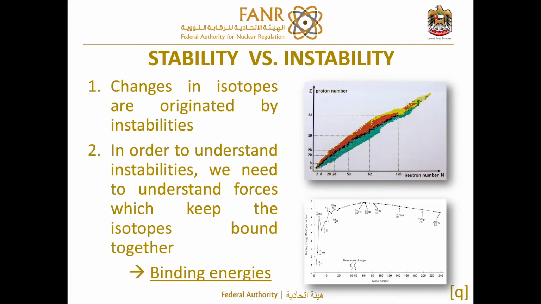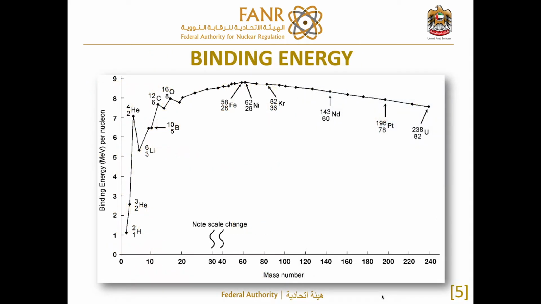We need to talk about binding energies. You may remember this graph at the bottom. This graph represents the binding energy per nucleon, depending on the mass number of a specific radioisotope. Let's have a look at this graph. This is the binding energy graph. And we can see a few things just by looking at this graph.